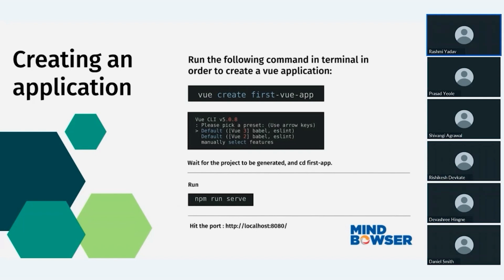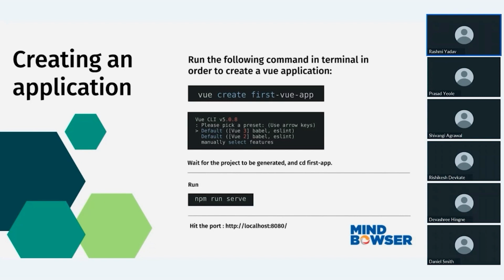So how can we create an application in Vue.js? To create any application in Vue.js, you need to provide your project name prefixed with vue create. Here we have taken the name as first-vue-app, and it is prefixed with vue create. Quickly hit this command, and then you will get a particular set of options: whether you want to go with Vue 3 default, Vue 2 default, or you want to manually select the features. You can go any way you want according to your preference.